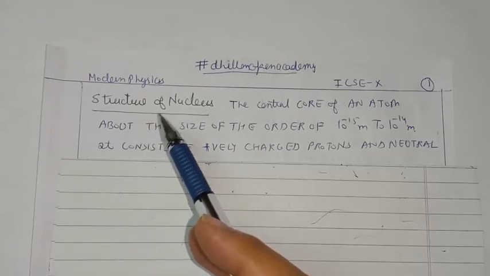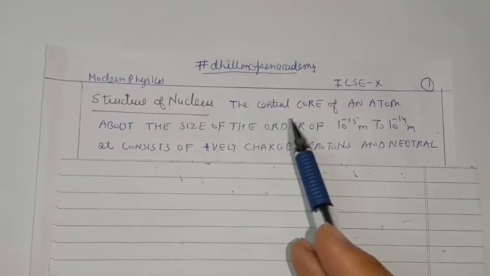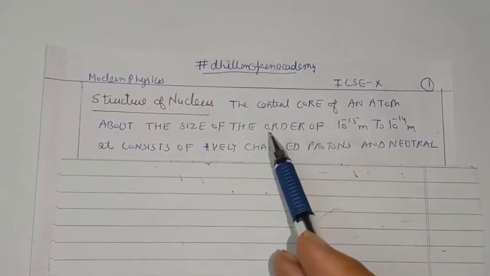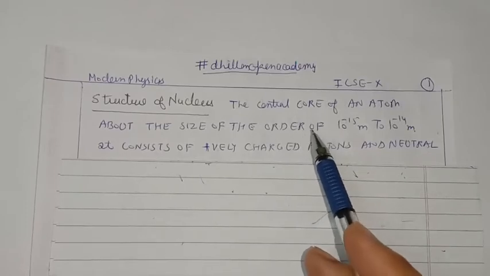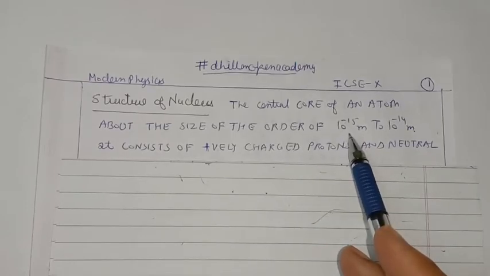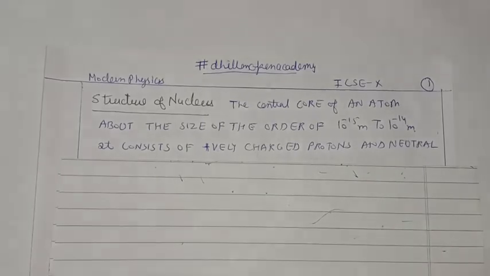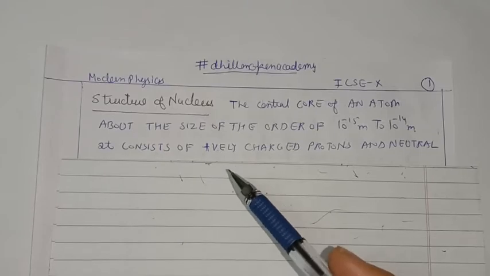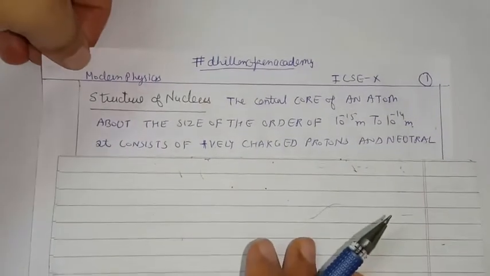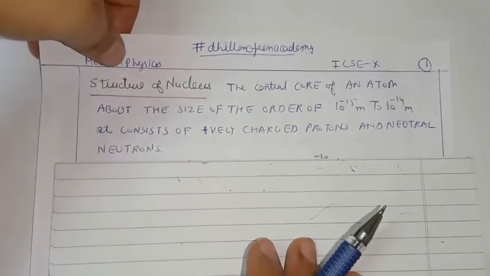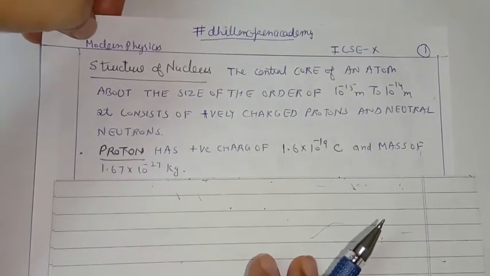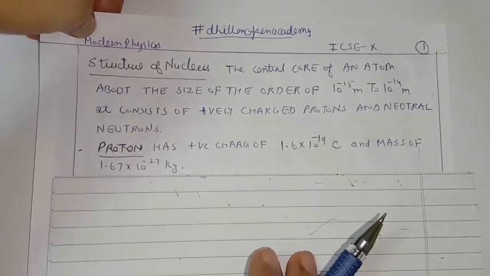First of all, the nucleus. We know that a central positive core is present inside an atom, and the approximate size of that central positive core varies from 10 raised to power minus 15 meter to 10 raised to power minus 14 meter. It consists of two types of particles: positively charged protons and neutral neutrons. A proton has a positive charge of 1.6 × 10^-19 coulomb with mass 1.67 × 10^-27 kg.